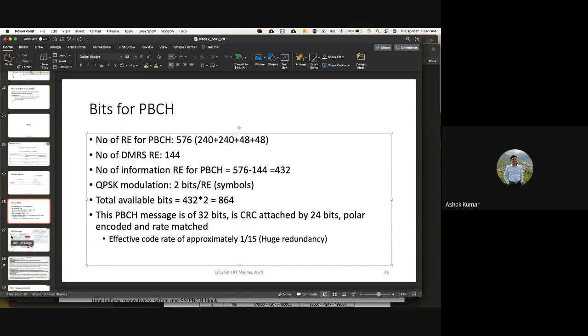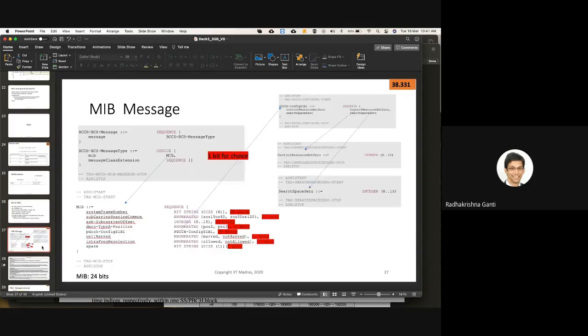Okay, right. I will tell this in very great detail. We'll go into this rate matching. So what is the master information block that is there? This is called the MIB message. This is the first message that your UE is going to decode.